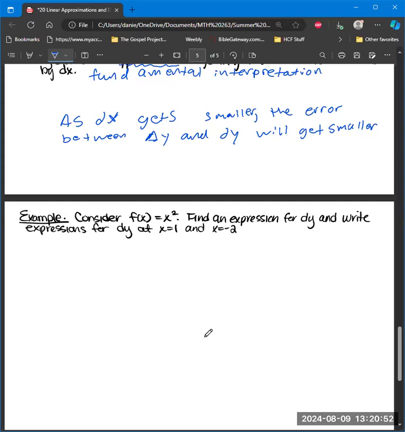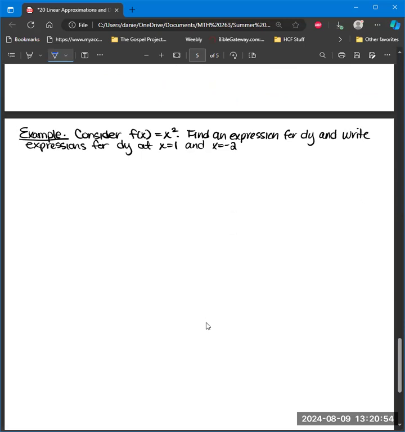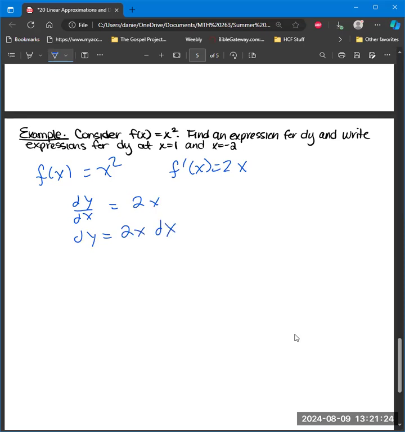All right, let's consider the function f of x is equal to x squared. Find an expression for dy and write expressions for dy at x equals 1 and x equals -3. So first things first, f of x is equal to x squared. I need to find f prime of x, which is equal to 2x. That means dy dx is equal to 2x, so dy is exactly equal to 2x dx. This is an exact equation as long as I have the differentials on both sides.